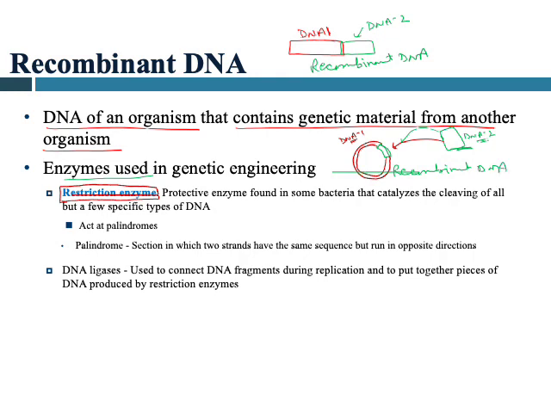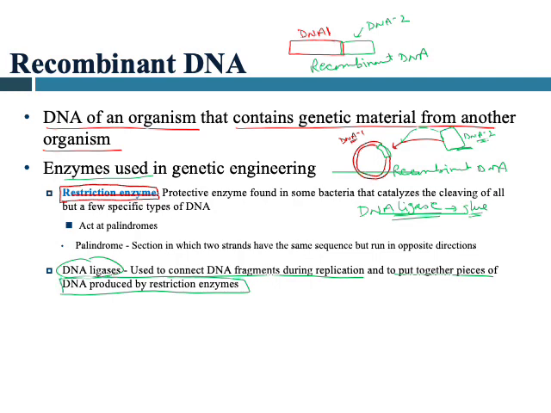But once you put the second DNA into DNA1, you need to join these two DNA molecules. You have to glue them together. The glue of a cell is DNA ligase. DNA ligase is an enzyme that acts as a glue that joins two DNA molecules together, right? DNA ligase is used to connect DNA fragments during replication, or to put together pieces of DNA produced by a restriction enzyme.